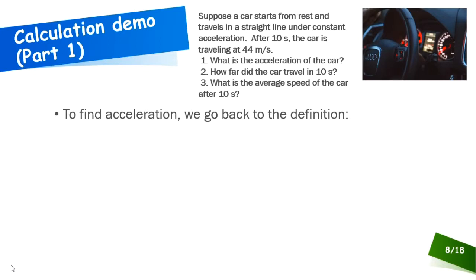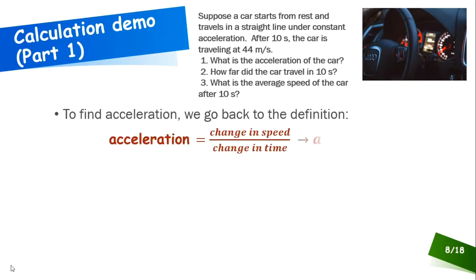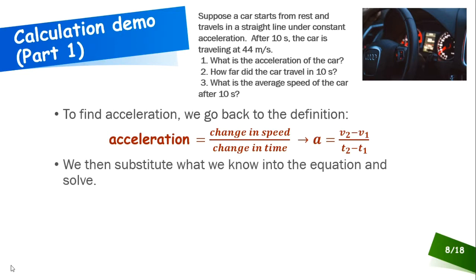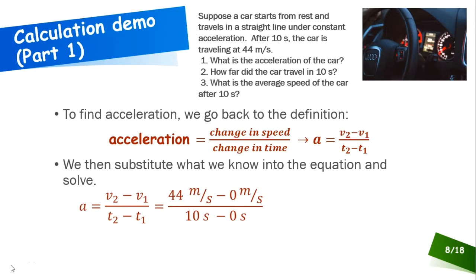So the first question, what is the acceleration of the car? To find acceleration, we go back to the definition of acceleration, which is the change in speed over the change in time. So here we've got our equation, and now we simply substitute the known values into that equation and solve for what's not known. So we start with our equation, and we substitute in what we know.